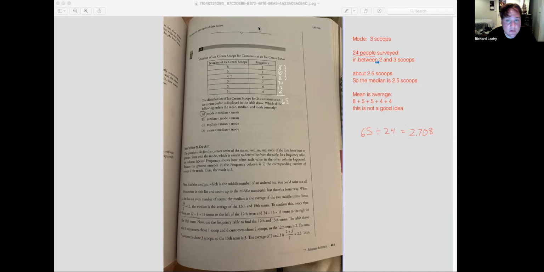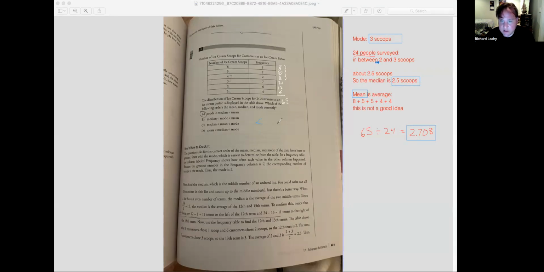Okay, so we must compare these amounts. We got the mode, 3 scoops, the median, 2.5 scoops, and the mean, which is 2.7. You cannot have 2.708 scoops, but this is just the way it divided. So which one is the biggest? The biggest looks like the mode, but we look at the answer choices. The answer choices are not about the biggest, it's about the smallest, because they all use the less than symbol.